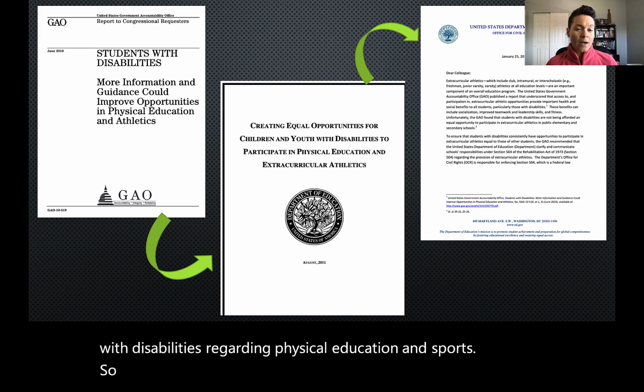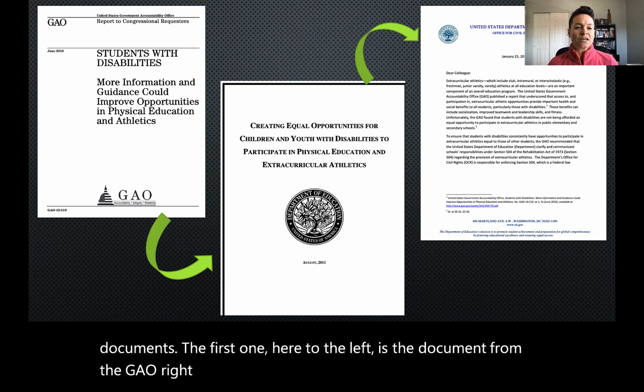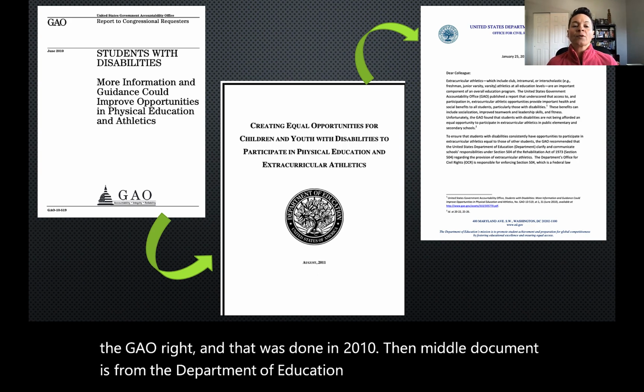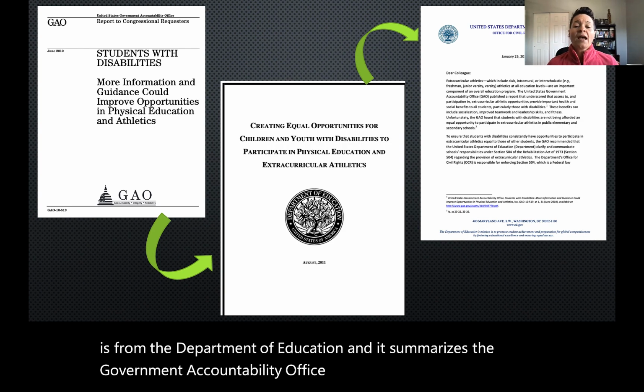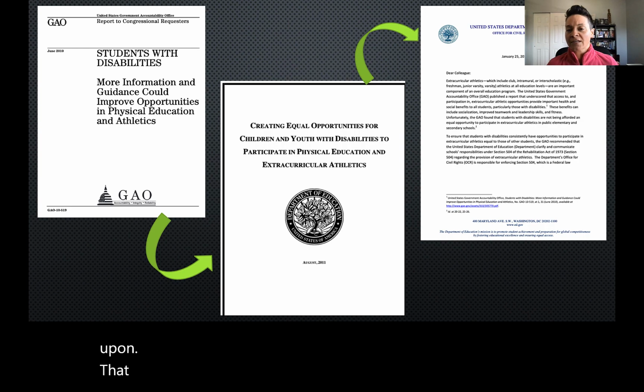So on to 2L, under supplemental information, there are 3 documents. The first one here to the left is the document from the GAO, right? And that was done in 2010. Then the middle document is from the Department of Education, and it summarizes the Government Accountability Office report and then looks at it through a lens through the Department of Education. And based upon that document, the Dear Colleague letter got sent out in 2013.